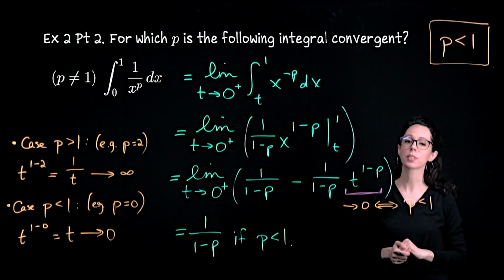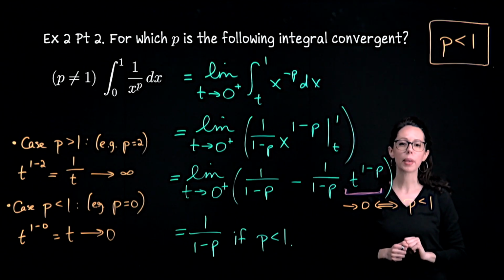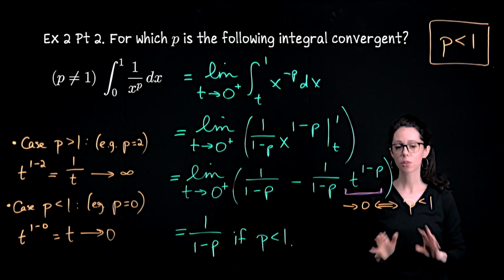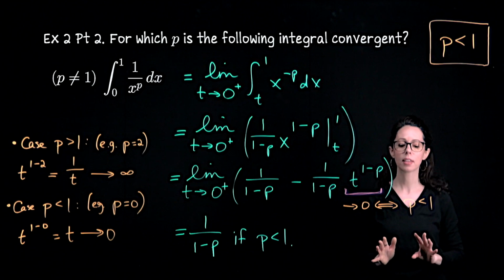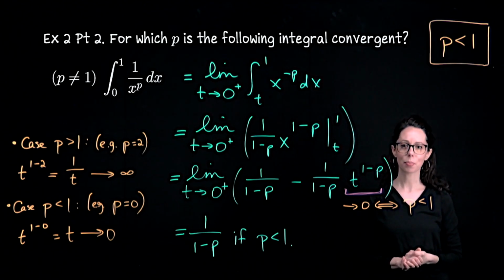Here we're not looking at the infinite domain case, we're looking at approaching that vertical asymptote at x equals 0. Instead, we need p to be less than 1. Notice the case where p equals 1 never gives convergence, so that diverges in both situations. And then greater than 1, less than 1, they essentially flip across the two types of improper integrals.